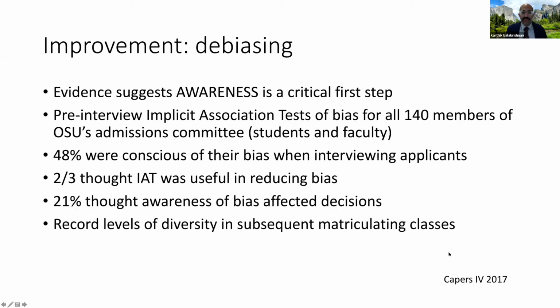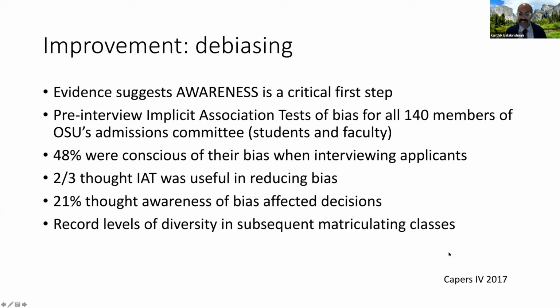So how do we do this? Well, one simple way to improve is debiasing. Evidence suggests that being aware of your own biases is a critical first step, though it is not sufficient. It is necessary, but not sufficient. So as an example, Dr. Capers, who I mentioned earlier, had all 140 members of Ohio State University's medical admissions committee, both students and faculty, take implicit association tests to measure their race bias before they interviewed.